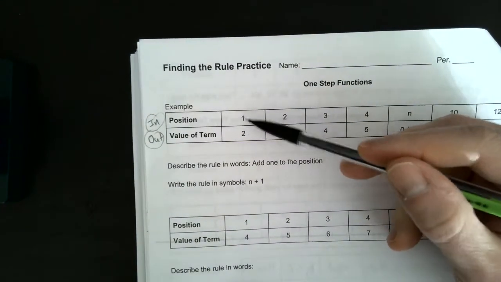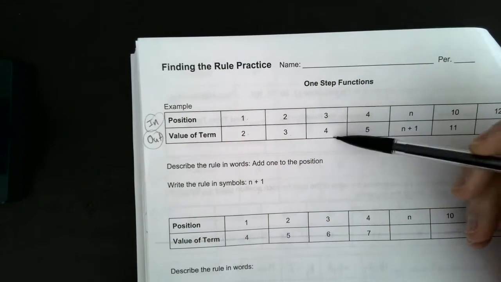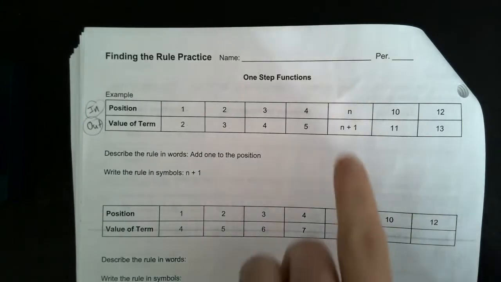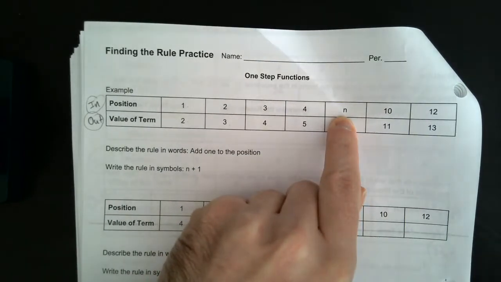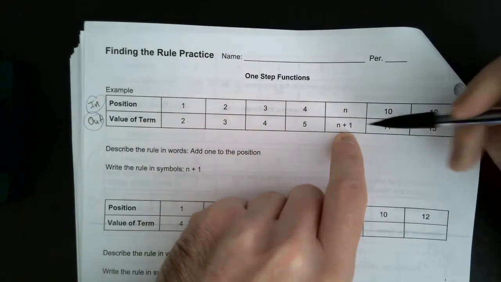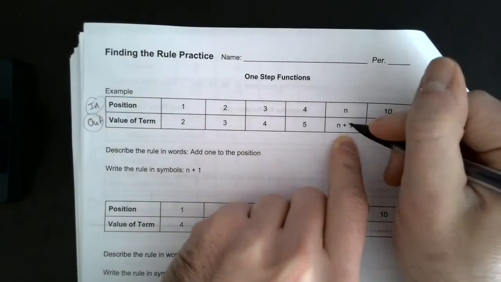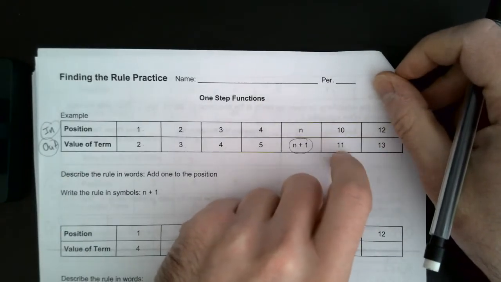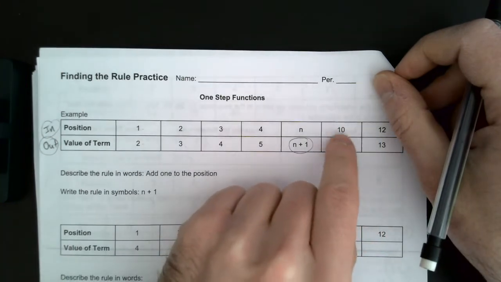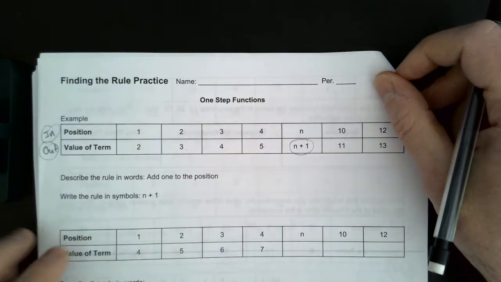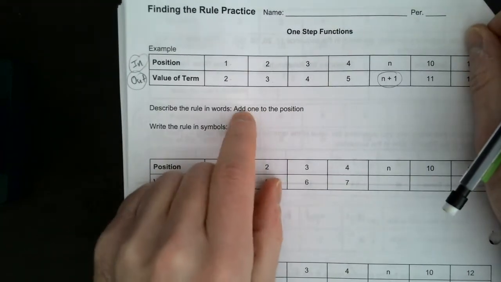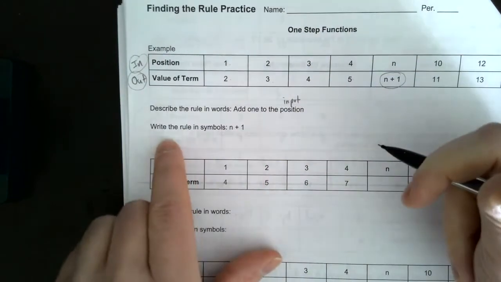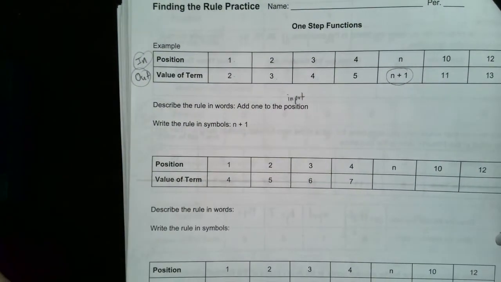And you can see here, to get from the input to the output, all you got to do is add 1. Add 1, and that works for all of them. So the rule has to work for every single one. So if you look here, if n was the input, and n could just be any number, to get the output, you just add 1 to it. So the rule would be n plus 1. And then there's a couple other inputs to check, and this person, whoever did this, could have been me, checked 10, got 11, 12, would get 13 by adding 1. So to describe it in words, it would just be add 1 to the position, or we might say add 1 to the input. And then the rule is just, well, n plus 1.